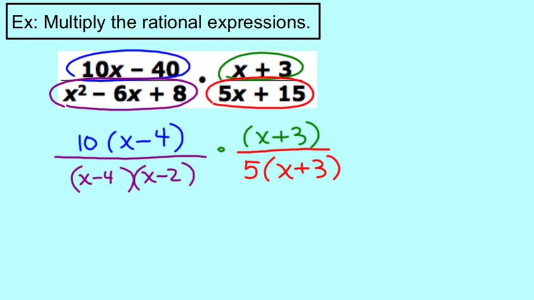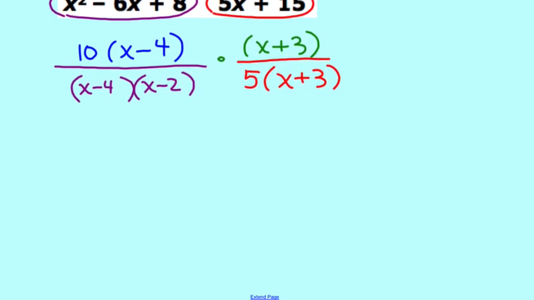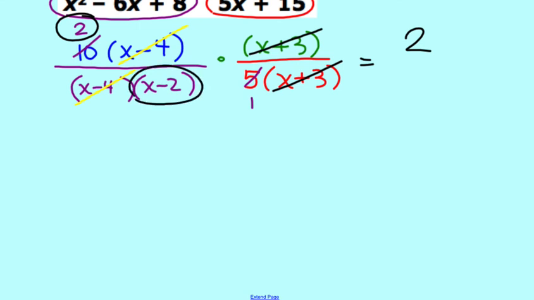Now let's see what can reduce. I can reduce this x minus 4 and x minus 4. I can reduce this x plus 3 and x plus 3. And then I can reduce this 10 and 5 by 5. So this becomes a 2, that becomes a 1. All right, so what I'm left with in the numerator is just the 2. What I'm left with in the denominator is x minus 2.